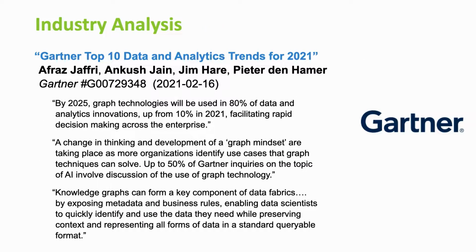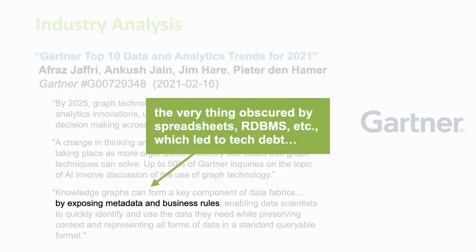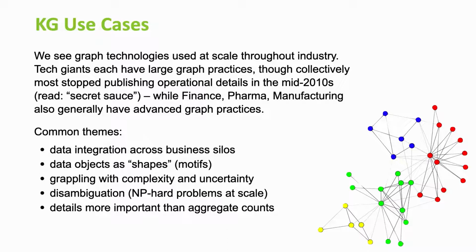Gartner had been somewhat iffy with regards to graph technologies. However, in early 2021, in February, Gartner did an about face. They're saying that graph technologies will bump up to 80% of data analytics, up from 10% usage in 2021. So this is a very rapid change. And what they're pointing toward is this. By exposing metadata and business rules, the very thing that gets obscured by spreadsheets and relational databases, which leads to tech debt, this is what graphs surface and allow domain experts to be able to manipulate. And so we're seeing a lot of rise of graph technologies, this kind of usage throughout industry.